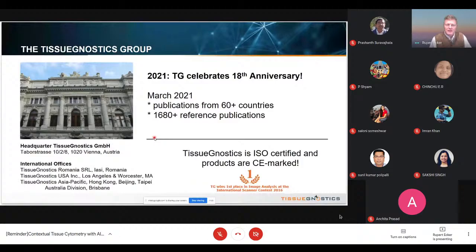As it was mentioned during the introduction, I'm actually a cell biologist. As part of my PhD thesis, I developed a prototype of tissue FACS at the Medical University of Vienna. And in 2003, the company was founded. So in 3 weeks from now, we will actually celebrate our 18th anniversary.